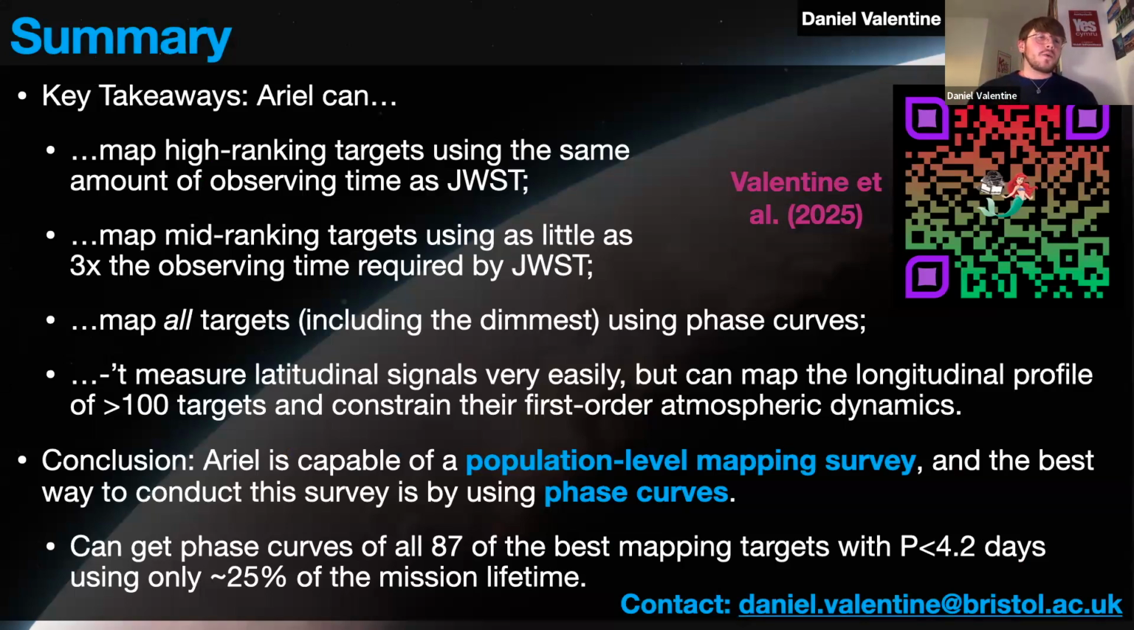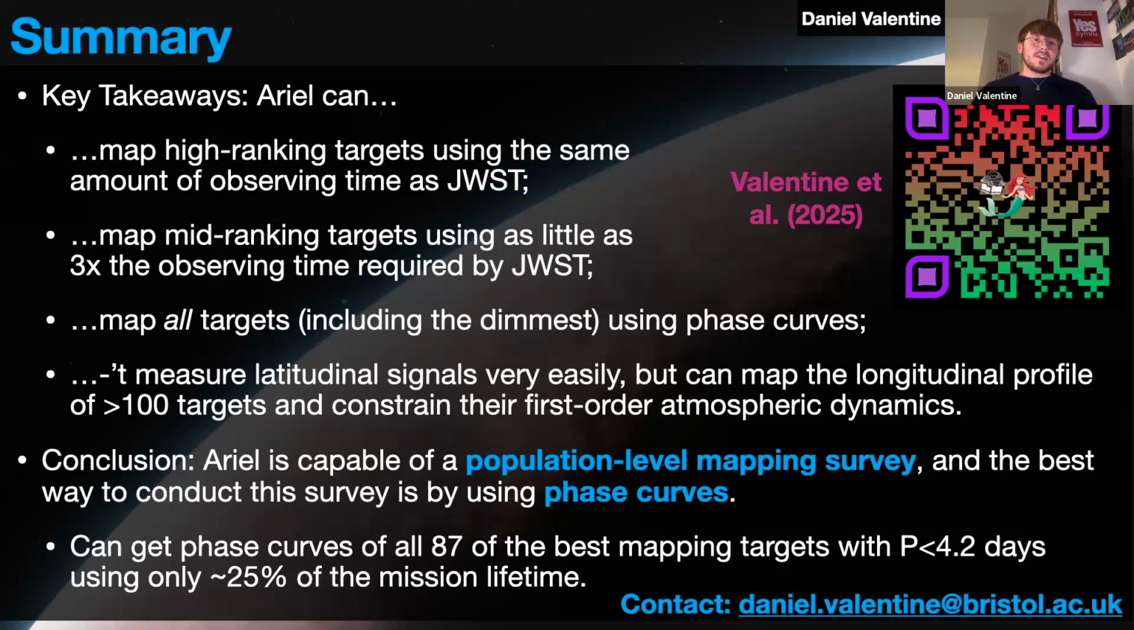And while Ariel can't quite match JWST in terms of measuring latitudinal signals very easily, it can quite easily map the longitudinal profile of more than 100 targets and constrain their first order atmospheric dynamics. So the conclusion is that Ariel is in fact capable of conducting a population level mapping survey.